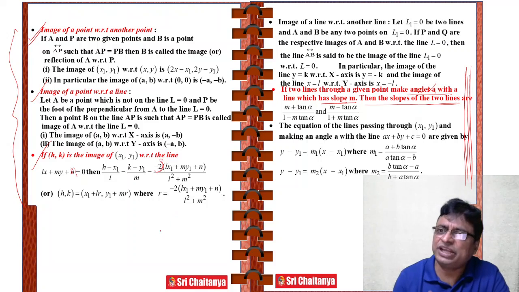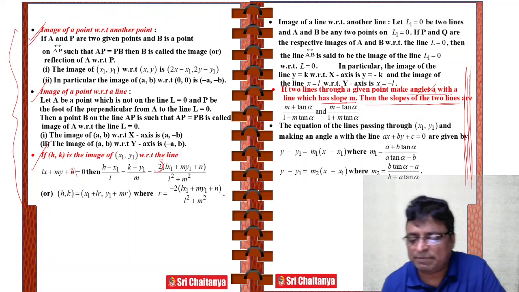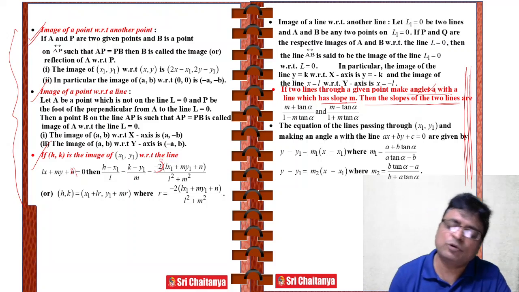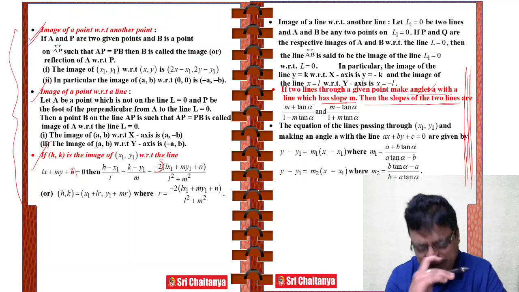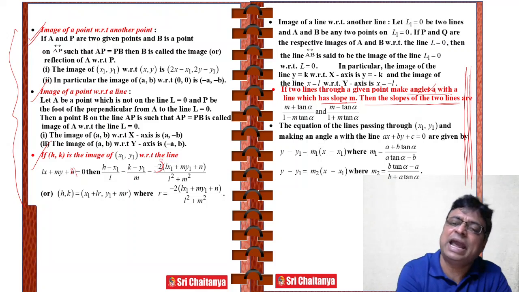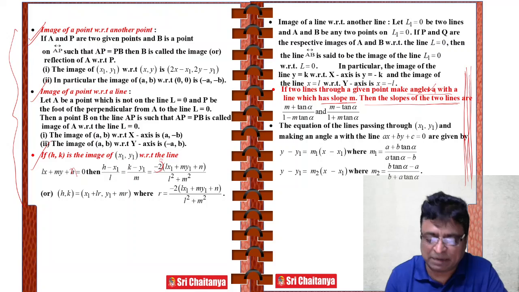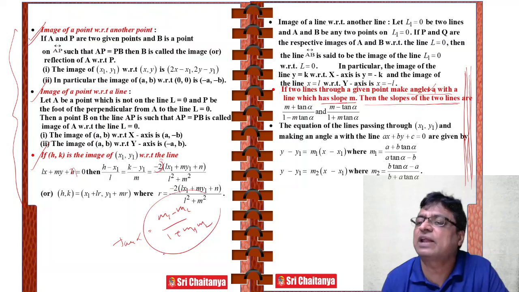Once again, if two lines through a given point make angles alpha with a line having slope m, then the slopes of the other lines are (m plus tan alpha) by (1 minus m tan alpha) and (m minus tan alpha) by (1 plus m tan alpha). How to get it? It can be derived by the formula tan theta equal to (m1 minus m2) by (1 plus m1 m2). If you know one slope and the angle alpha made by the line with another line, then with the help of tan alpha equal to (m1 minus m2) by (1 plus m1 m2), we can find the slope of the other line.